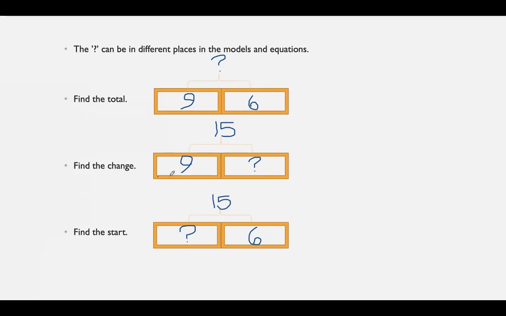When we're finding the change, which is what Seth's original story was, we know he started with 9 grapes. We don't know how many his dad gave him, but he ate 15 total. This is how we would set up this model. And if we're looking for the start, let's say Seth ate 15 grapes. His father gave him 6. How many grapes did Seth have? That's how we would set up this model, moving the question mark or the problem in different places in our equations and models.